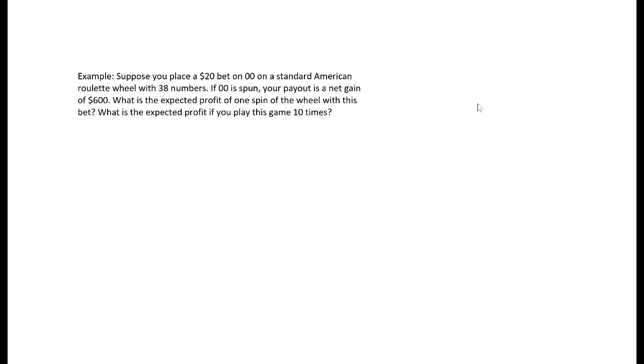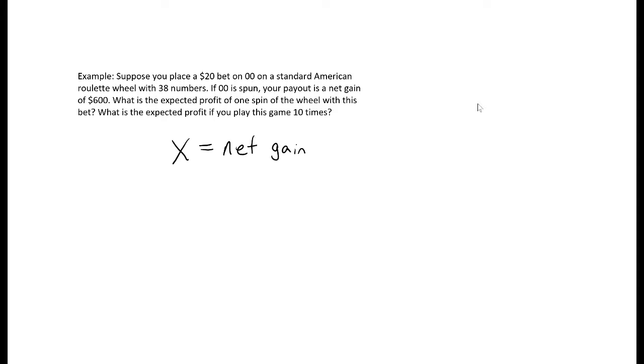All right, let's talk about this. The first step in figuring out this expected profit, this expected value, is that we need to construct the probability distribution. So how do we do that? This is what we're going to do. We're going to let X represent the net gain.